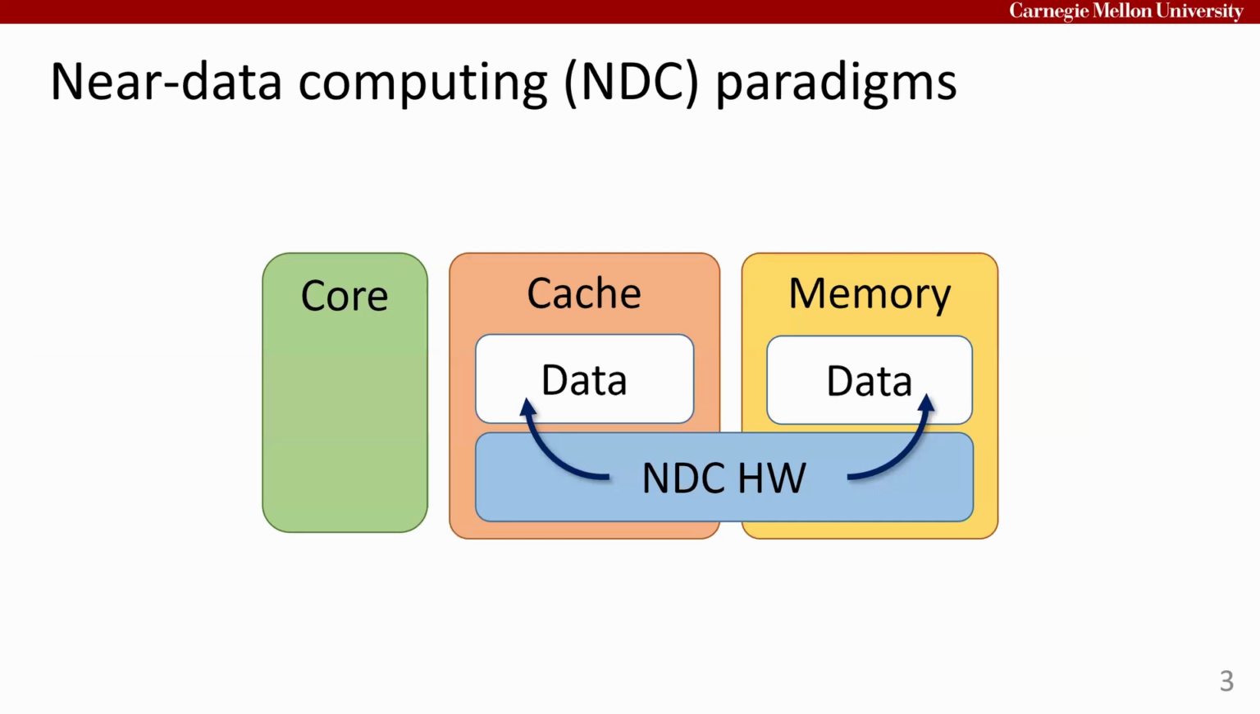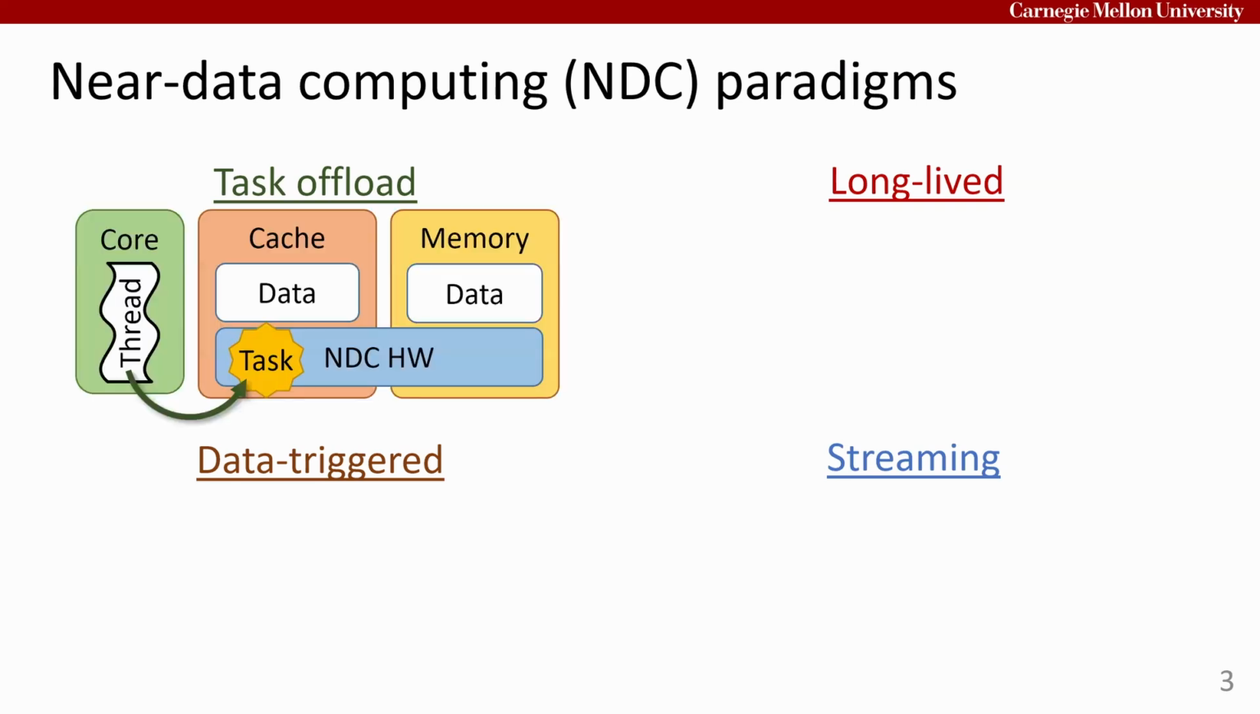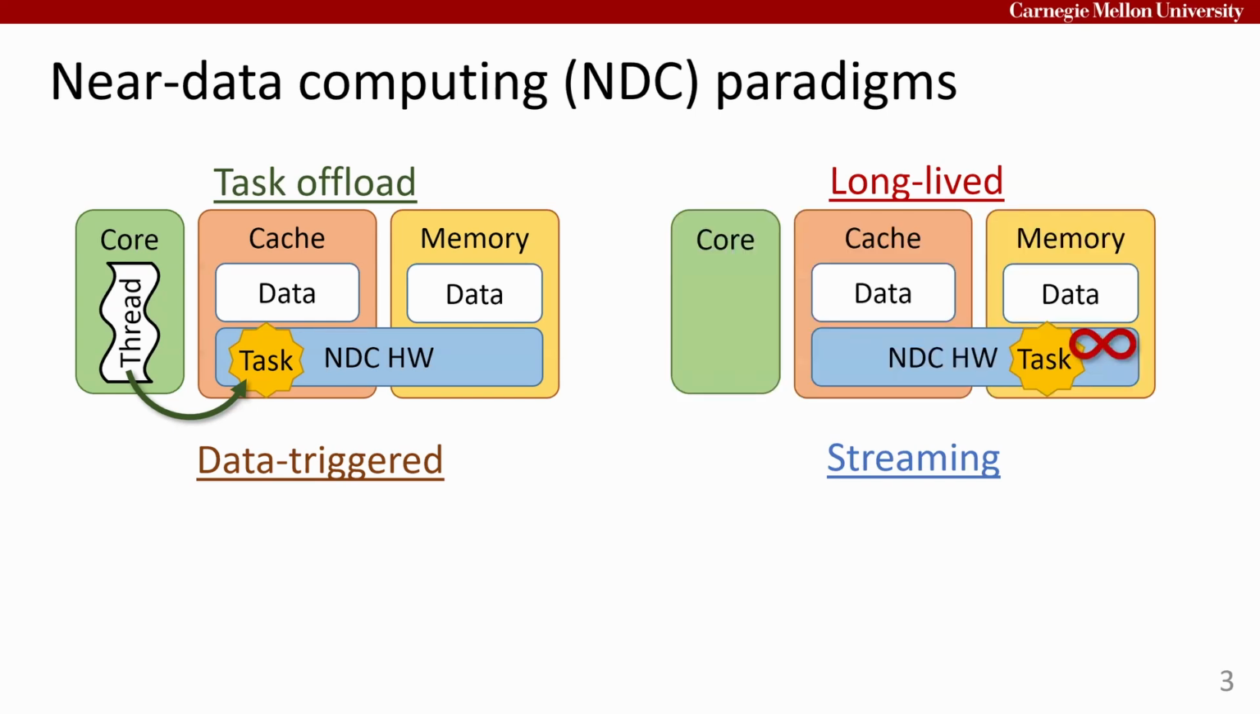In response to the growing data movement challenge, near-data computing has become a popular design choice. NDC can significantly reduce data movement by computing on data where it resides. After reviewing the wide array of work in this field, we have identified that most NDC proposals fit within 4 common design paradigms. With task offload, a core explicitly offloads a short computation closer to data in the hierarchy, and often returns data back to the core.